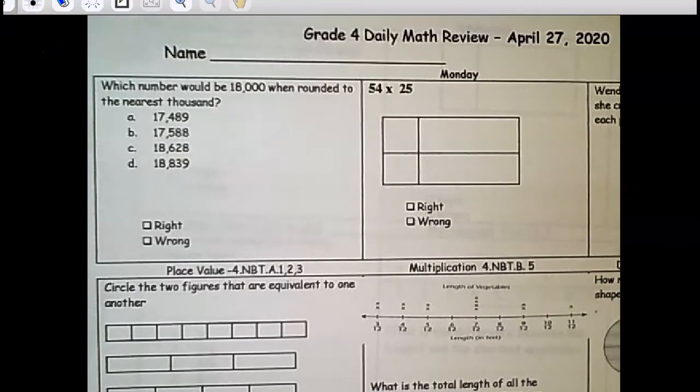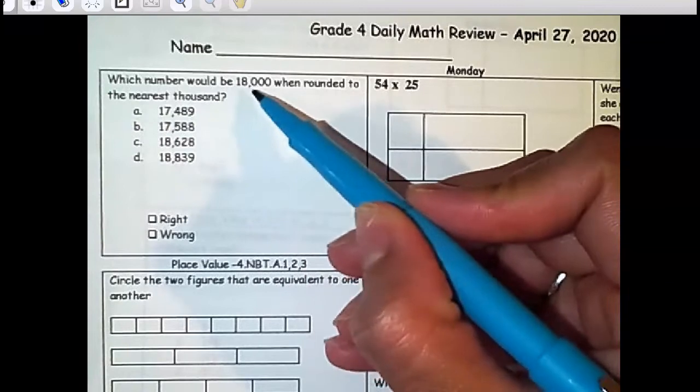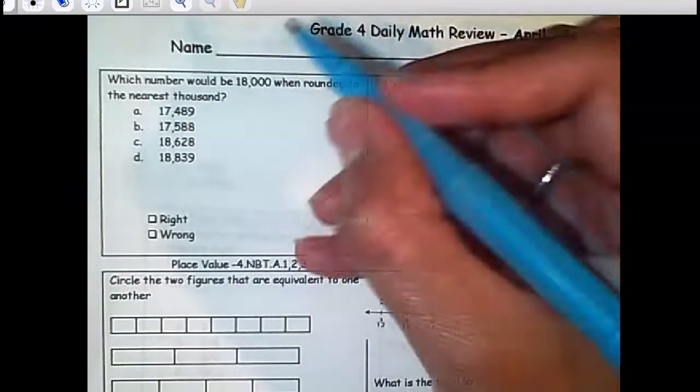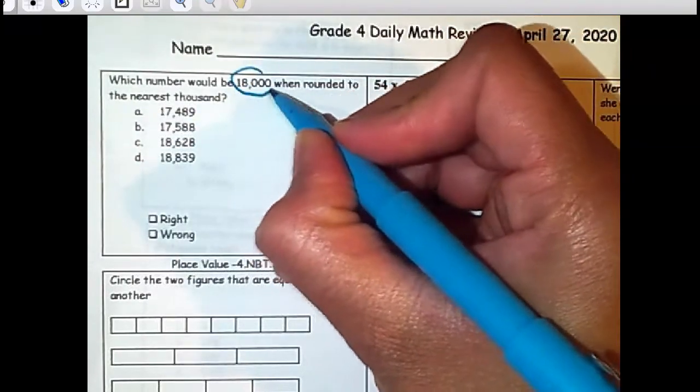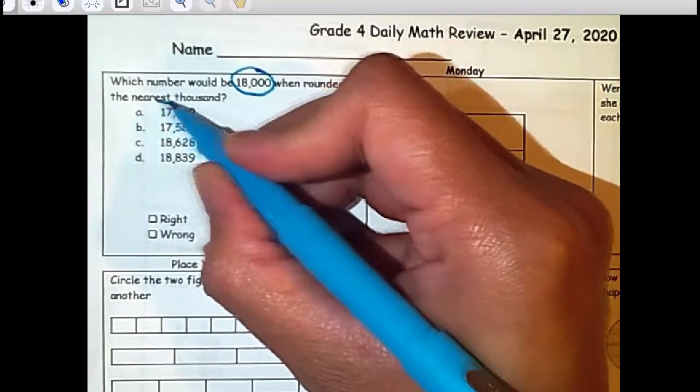Alright, let's start with our first question. It's a place value question related to rounding. Let's go ahead and read it. Which number would be 18,000 when rounded to the nearest thousand? Okay, so I know that it's kind of working backwards. We want it to round to 18,000 when rounded to the nearest thousand.